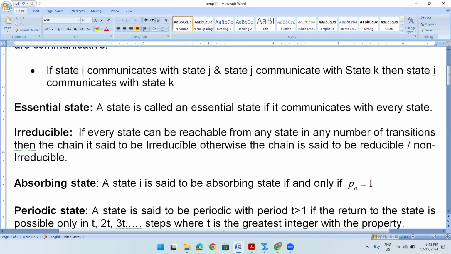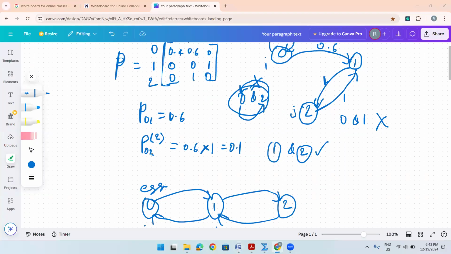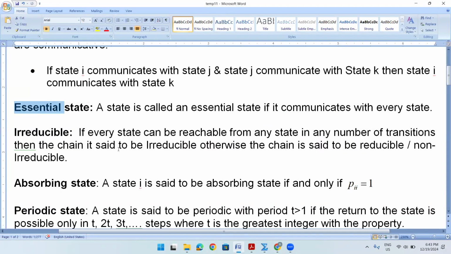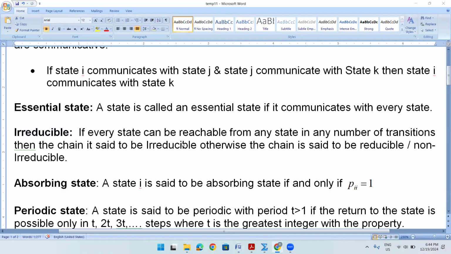So if every state can be reachable from any state, that is essential states. We can say simply, if all are essential states, irreducible means all states, while essential talks about only a single state. If all the states are essential, here in this example, 0, 1, and 2, all the 3 states are essential. So this is an irreducible Markov chain. Okay, so we say that.